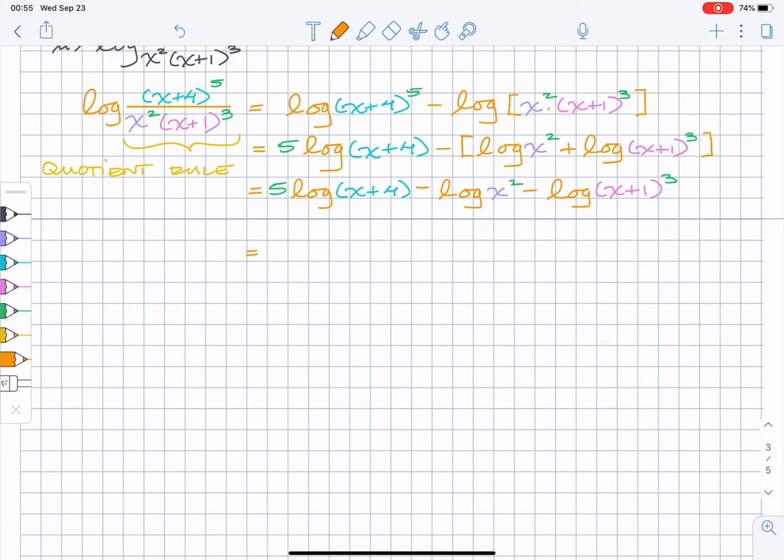I can now use the properties, the power rule, to bring the power down in front. So this is 5 times log of the quantity x plus 4 minus, this will now be 2 times log of x, and minus, so now be 3 times log of the quantity x plus 1. Okay, so that is expanded as possible, and there are no like terms.